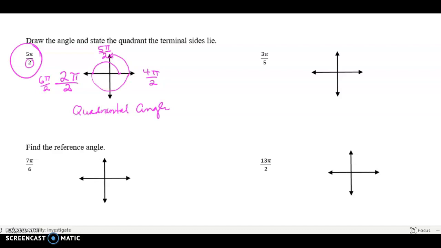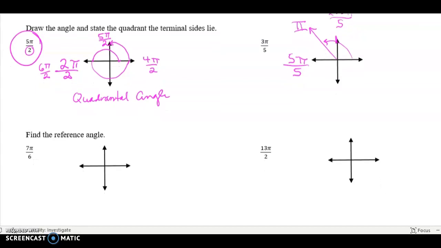The next one is 3 pi over 5. So this is pi. Pi is 180. So I'm going to write it with the common denominator in fifths. So 5 pi over 5. So I don't need to go quite that far. Half of 5 pi over 5 would be 2.5 pi over 5. So 3 pi over 5 should be somewhere right in here. And what quadrant is that? Quadrant 2. And now let's move on to reference angles.